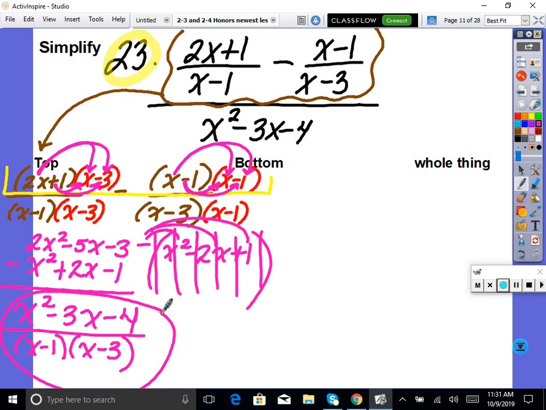Okay, so if we can factor that, I'm going to probably do that in a minute. You can factor it right now, but I'm going to do that in a minute, because isn't that a simplifying step? I just want to make sure that we're, okay. Moving on to the bottom.